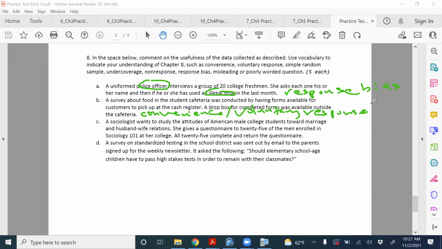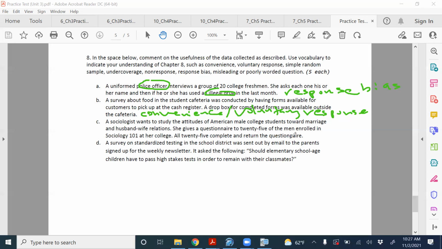Then C, the sociologist wants to study the attitudes of American male college students toward marriage and husband-wife relations. She gives a questionnaire to 25 of the men enrolled in Sociology 101 at her college. All 25 complete and return the questionnaire. What do you think would be the issues with that one?